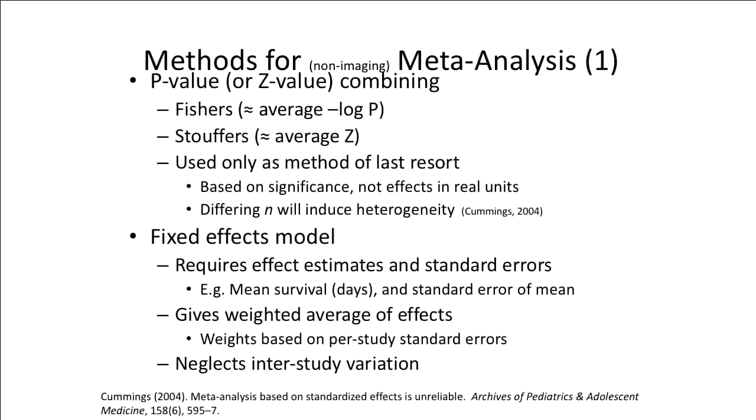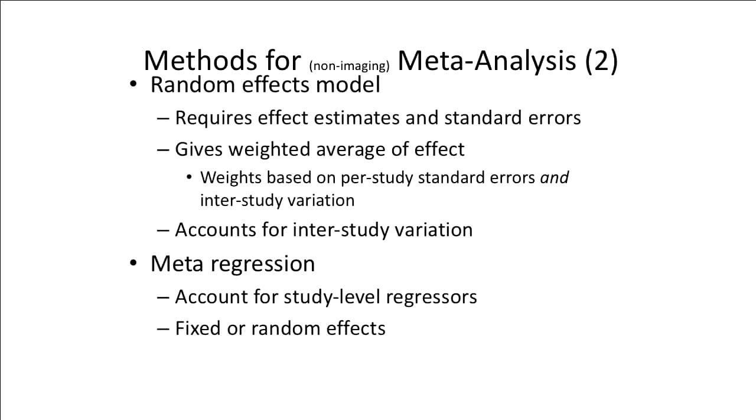So for non-imaging data, what are the standard methods? You may have heard of Fisher's or Stouffer's methods. We'll come back to this in a talk later to say more about it. The fixed effects model used to be standard, where it assumes that the only variation is the variation depicted in the standard error of each study. And then there is a random effects model approach where you say, additionally, I believe that each study is coming from a slightly different population, and there is important study-to-study variation.